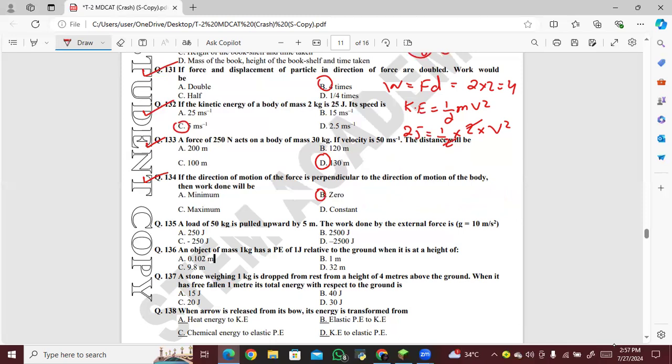A load of 50 kg is pulled upward by 5 meters. Then the work done by the external force. If you are lifting the body, you are applying force upward and the body is also going upwards, so the angle between them is 0. So it is mgh. You can take this formula. Mass is 50, g is 10, height is 5. It's plus 2500. If you consider it against gravity, then it would be minus 2500.